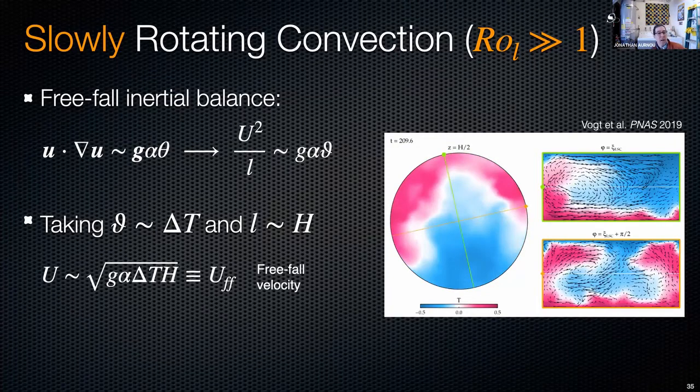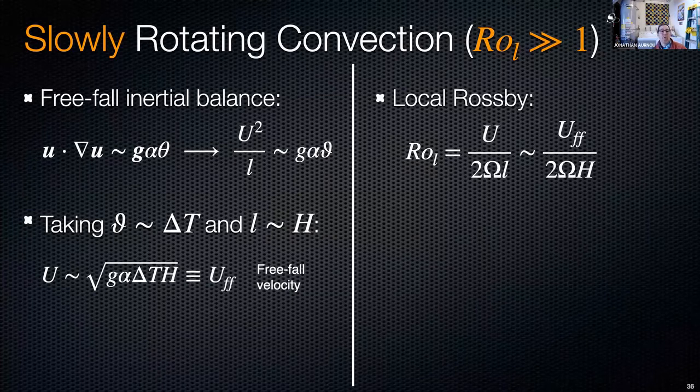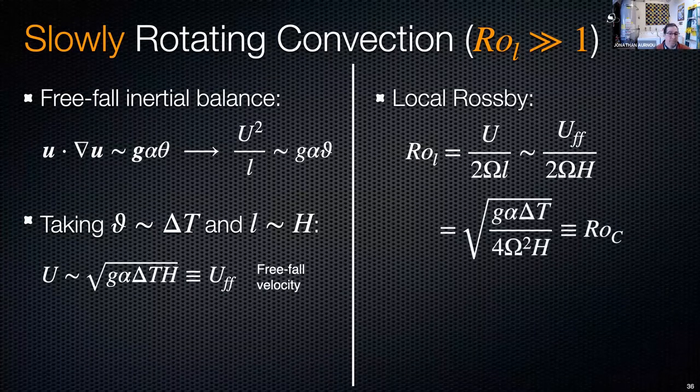And we can now use that to define a local Rossby number in our slowly rotating system. So now it's U over 2 omega L. L, though, is H in this world, and U is free fall. And if we put those in, now sub in (g alpha delta T H)^(1/2) over 2 omega H. Okay, then it becomes 4 omega squared. You get an H on the bottom, and we end up at the convective Rossby number.